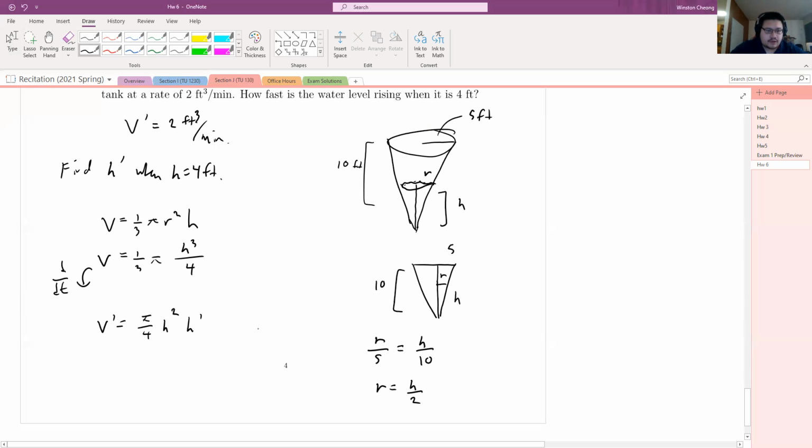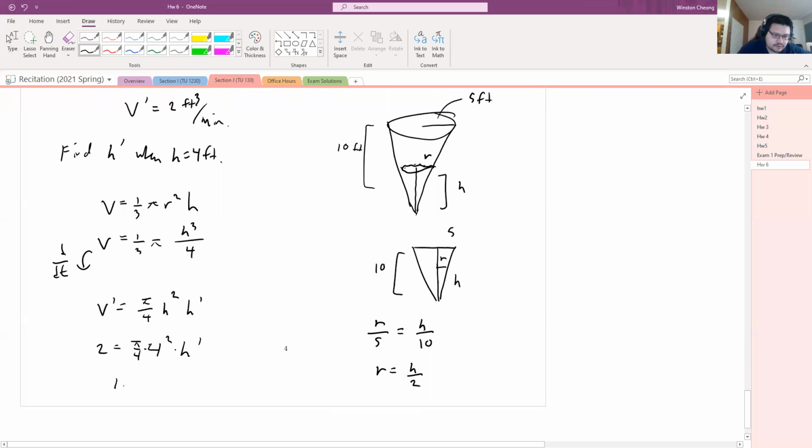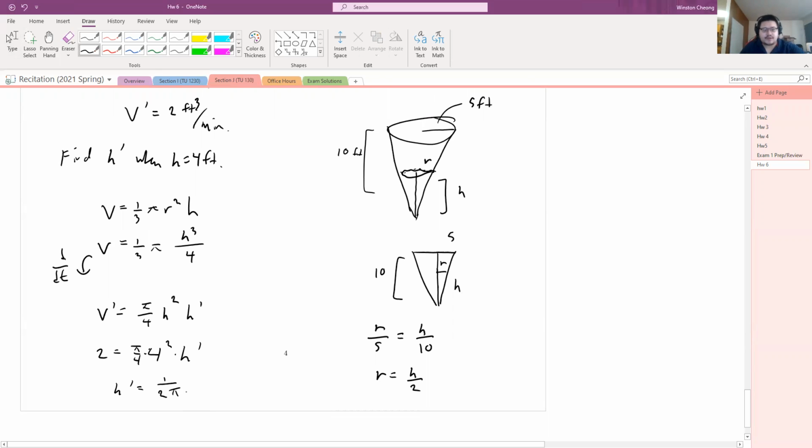Okay, now we can plug everything in, right? We have V prime, pi over 4, h here. In our situation, in our static picture, h is 4, so we have 4 squared times h prime. Okay, and so now we can just calculate what h prime is from this. So we'll get 1 over 2 pi. And then lastly, we tack on the units. So this is in feet per minute.